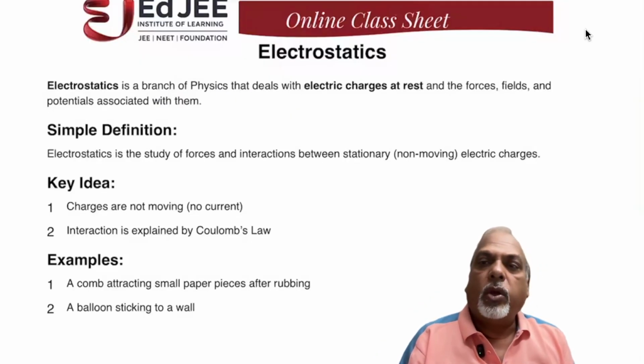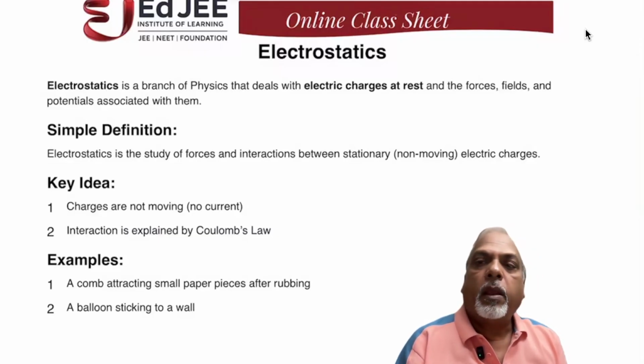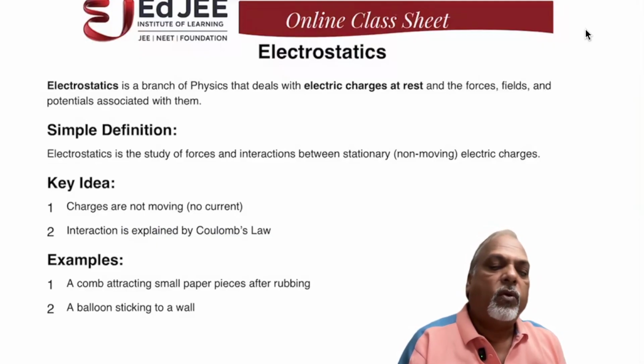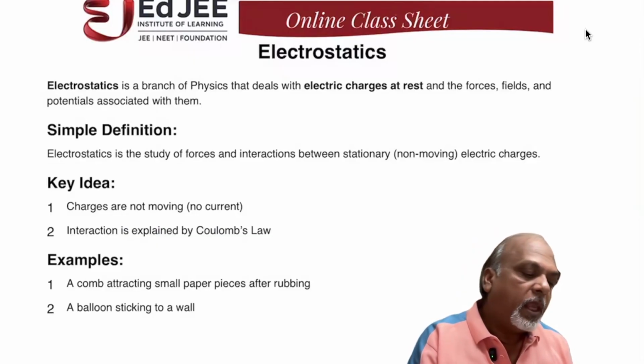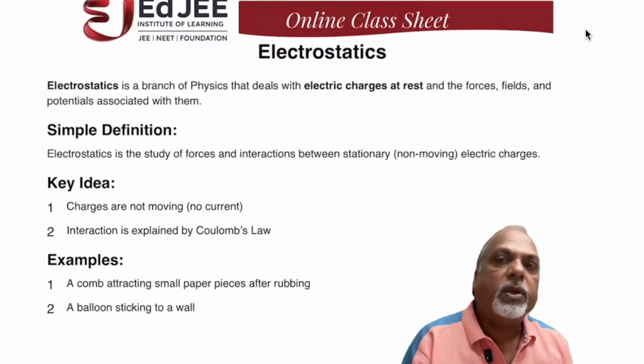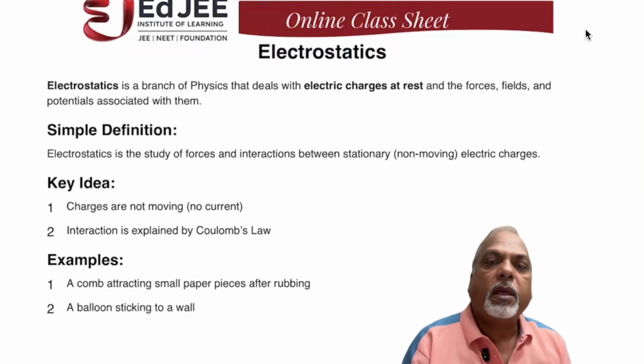So before your screen, we are talking about the electrostatics chapter, NCERT's first chapter for class 12th. In this chapter, we are going to speak about electric charge and electric field. First of all, let us see what is electrostatics. I have given you the definition here. Electrostatics is a branch of physics that deals with electric charges at rest and the forces, fields, and the potentials associated with them.